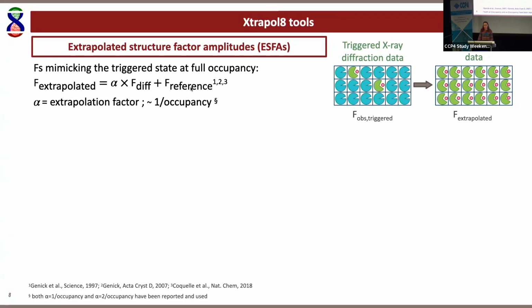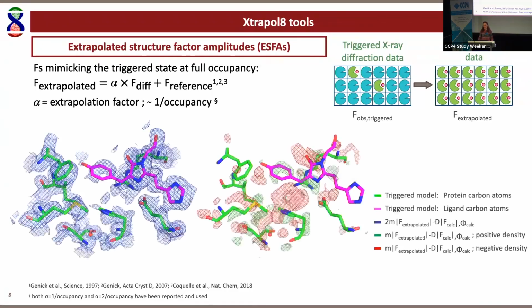Now, these structure factor amplitudes mimic normal structure factor amplitudes, and it means that we can use them in reciprocal space refinement, and we can also use them to calculate electron density maps to do some real space refinement. So what you see here on the left is the equivalent of a standard 2FOFC map, and on the right is the equivalent of a standard FOFC map, where we just replaced the observed structure factor amplitudes by the extrapolated structure factor amplitudes. So very briefly, this is what Xtrapol8 does for you to help you get to your triggered state.